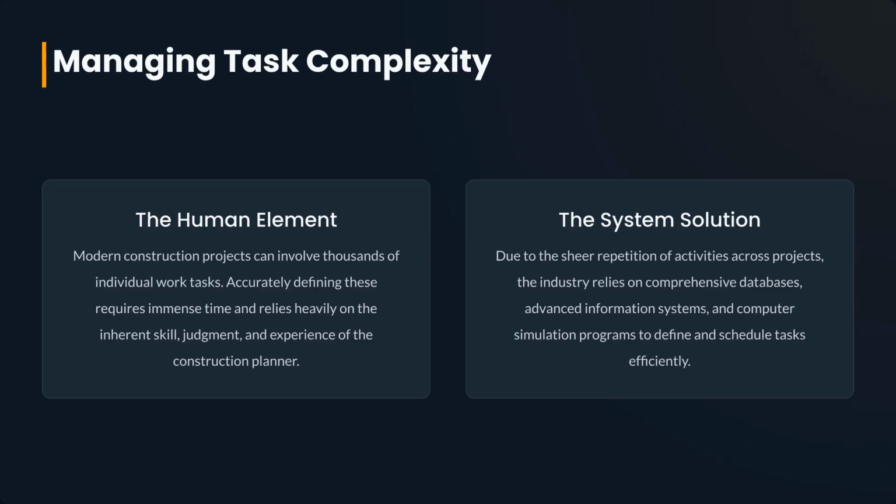Now, defining tasks sounds simple until you realize that a modern commercial project might involve thousands of individual activities. Managing this complexity requires a balance. On one side, we have the human element. Breaking down a massive project requires immense time, skill, and the real-world judgment of an experienced planner. But human effort alone isn't enough anymore. That's why we rely on system solutions, databases from past projects, advanced scheduling software, and computer simulations to help us efficiently categorize, schedule, and track these thousands of tasks.